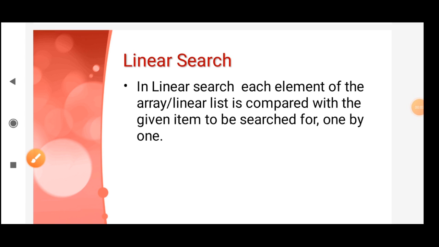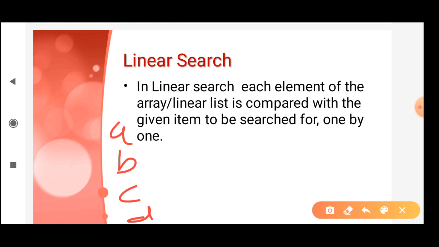To understand it more clearly, you will see an example like this. Say we have a list of items A, B, C, and D, and we are asked to find whether the item C is in the list or not. Then what will you do? You will start by comparing the first item A with C. No, this is not C. Then B with C. Again, this is not C. And here you will find the item C, and you will simply display a message that the item is in the list.